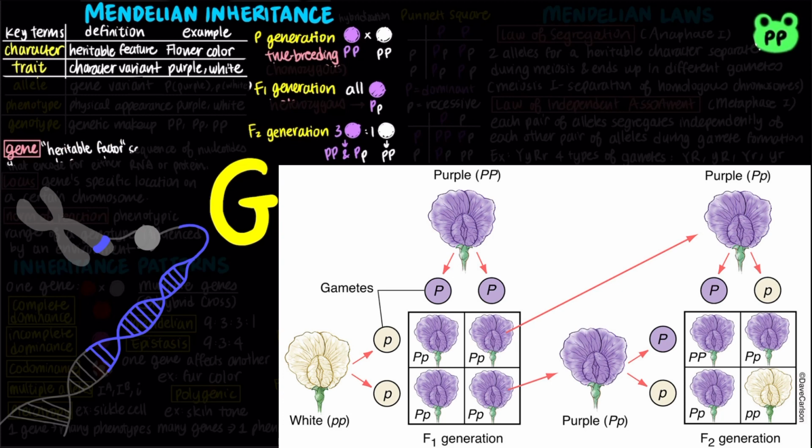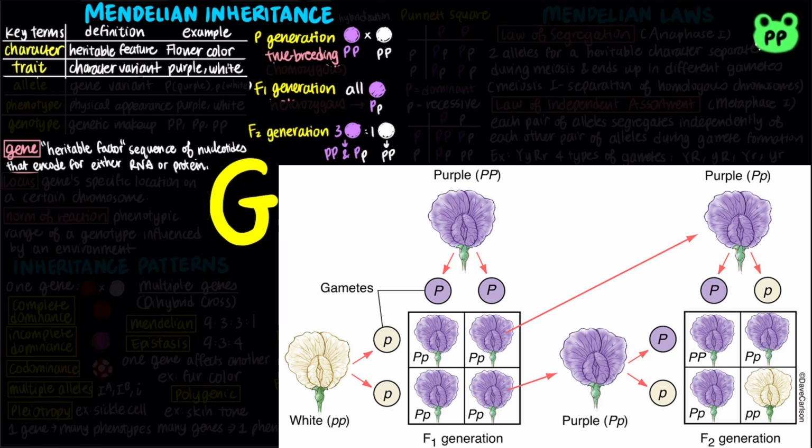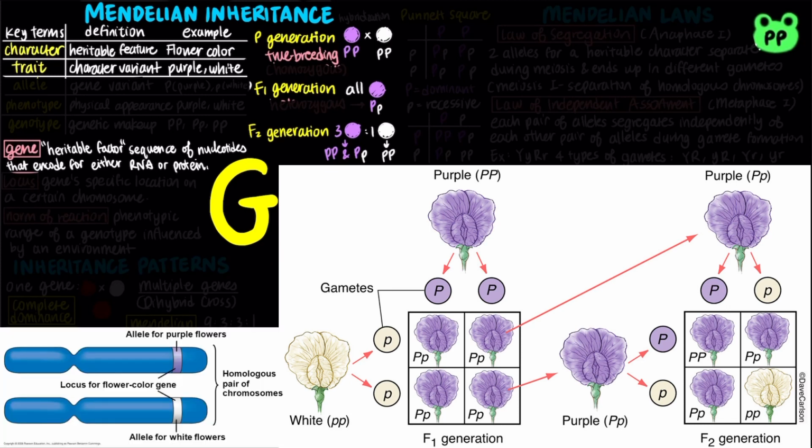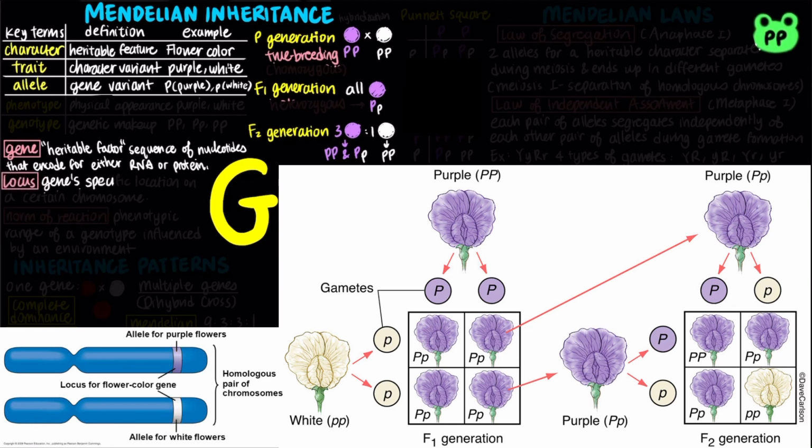The definition of genes in molecular biology is the sequence of nucleotides that encode for either RNA or protein. Mendel developed a model to explain his observations. First, he proposed that alternate versions of genes, now known as alleles, account for variations in inherited characters. For example, the gene for flower color in pea plants exists in two versions, one for purple flowers, represented as capital P, and one for white flowers, represented as lowercase p. Each gene resides at a specific locus on a specific chromosome.